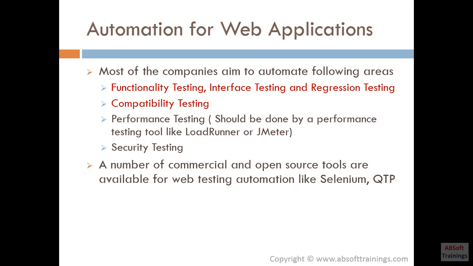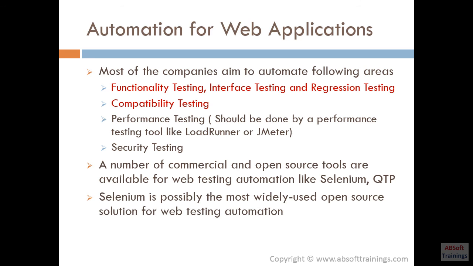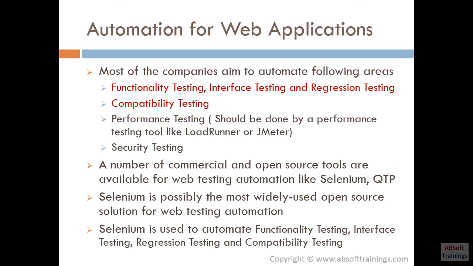A number of commercial and open source tools are available for web testing automation like Selenium and QTP. Selenium is an open source and free tool. QTP is a commercial tool. Selenium is possibly the most widely used open source solution for web testing automation. Selenium is used to automate functionality testing, interface testing, regression testing, and compatibility testing.